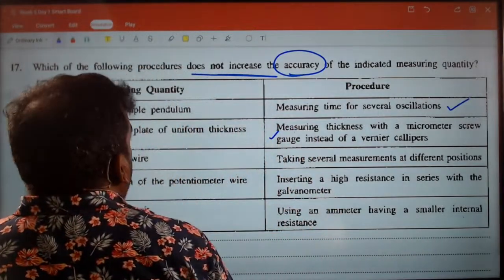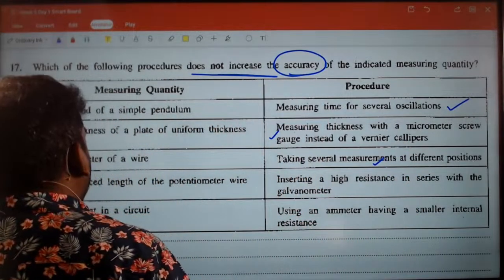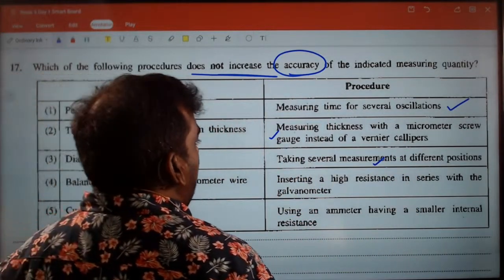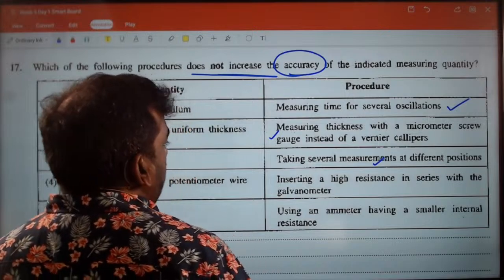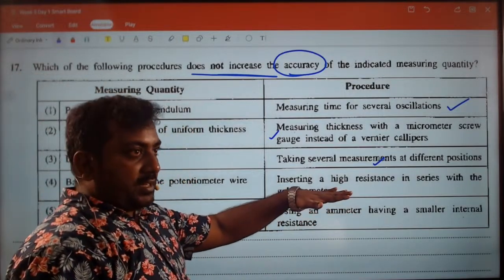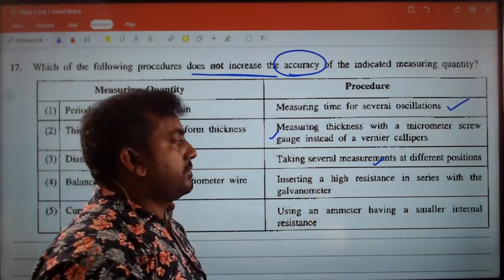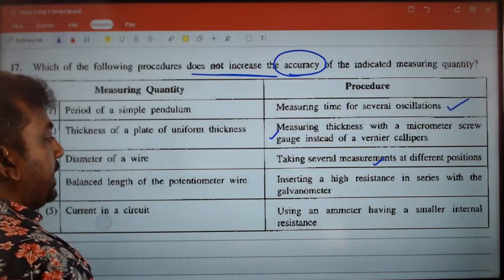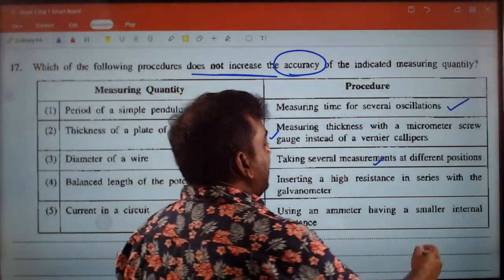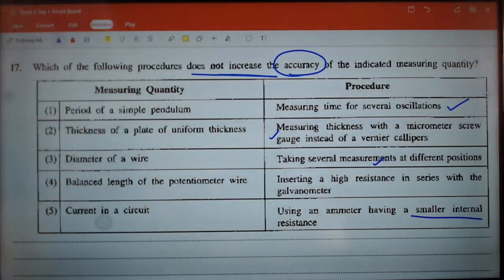Diameter of the wire: take several measurements at different positions. Yes. Balance length of a potentiometer wire: insert a high resistance in series with the galvanometer. Why are you inserting a high resistance in series? Is it to increase the accuracy? No. To stop current from passing through the galvanometer. Simple. Current in a circuit: use an ammeter having smaller internal resistance. Good. Smaller internal resistance means smaller potential difference. Now here they are telling you which is not.